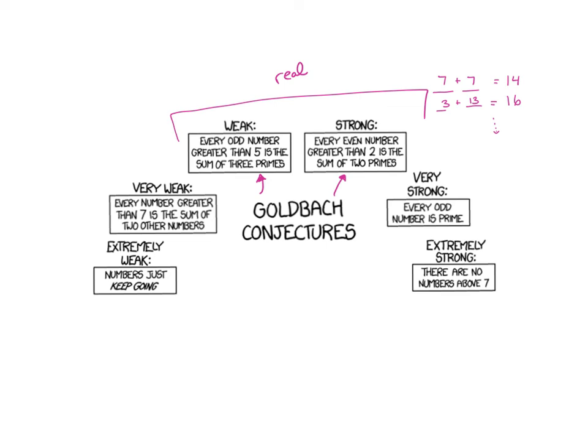The weak Goldbach conjecture says that every odd number greater than 5 is the sum of 3 primes. So if I have an odd number, 317, I should be able to write that as 3 primes.